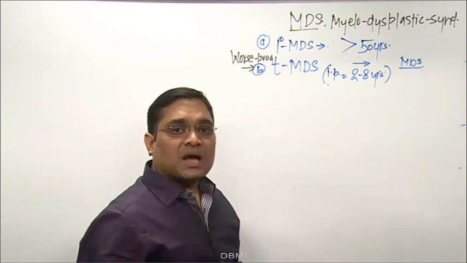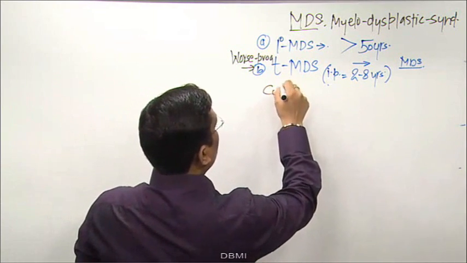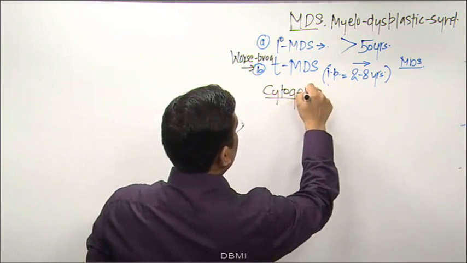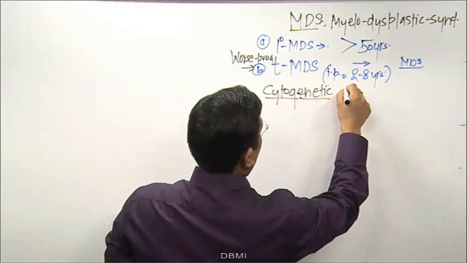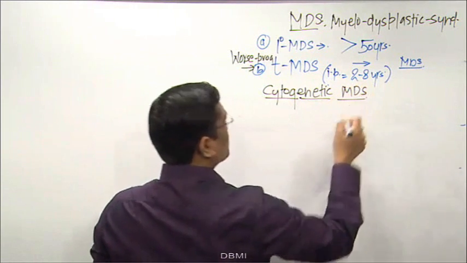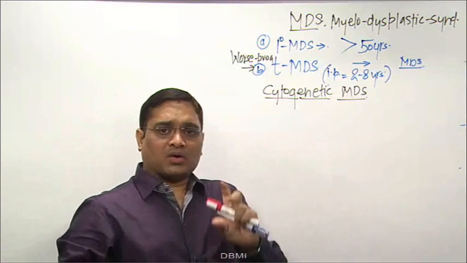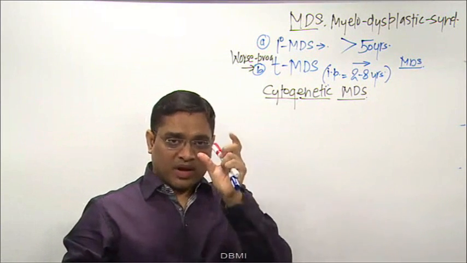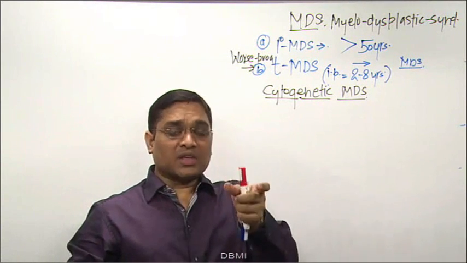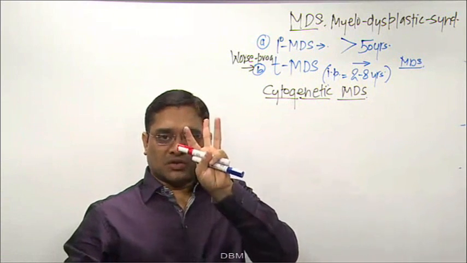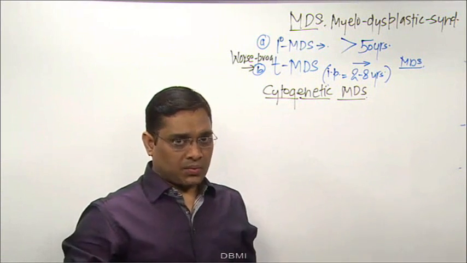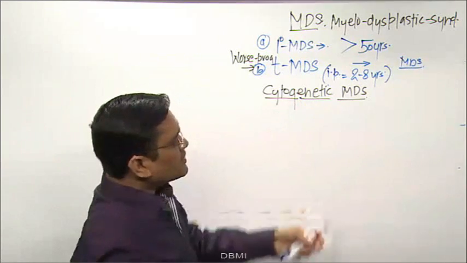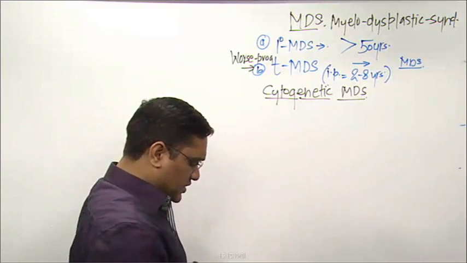Another question which the examiner is asking is about cytogenetic change. Cytogenetic change in MDS. So which is the most common cytogenetic change in myelodysplastic syndrome? In pediatric age group, in adult age group, and overall. So these are three questions which the examiner will ask you. First I will tell you what are the cytogenetic changes in myelodysplastic syndrome.